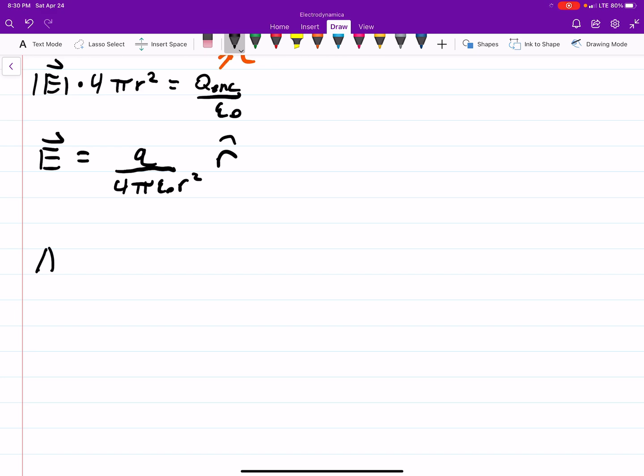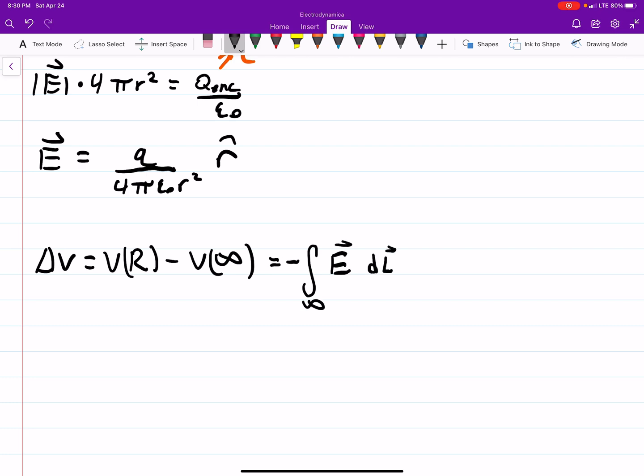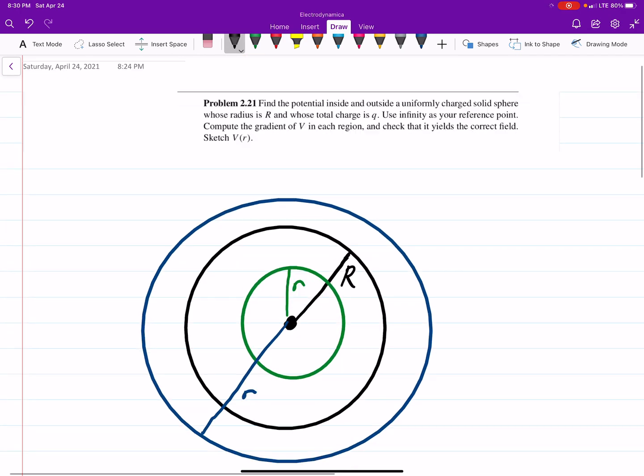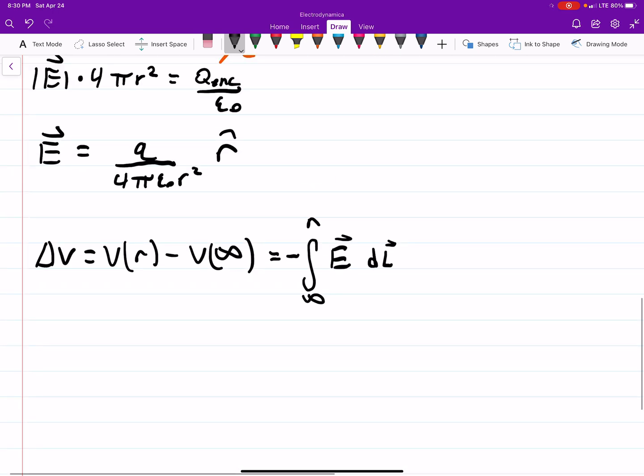So let's say we do delta V, and let's say we're going from out at infinity in towards r. Well, that's going to be equal to negative the integral of E dot dl, from infinity to, we'll call it lowercase r. Where do they want the potential exactly? Inside and out. Okay, so let's do this.